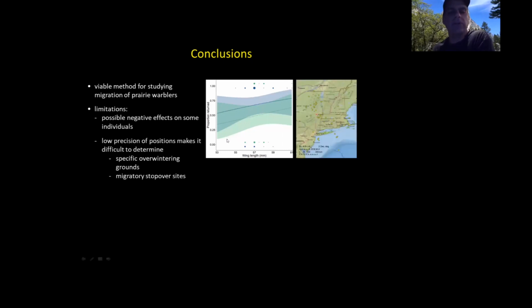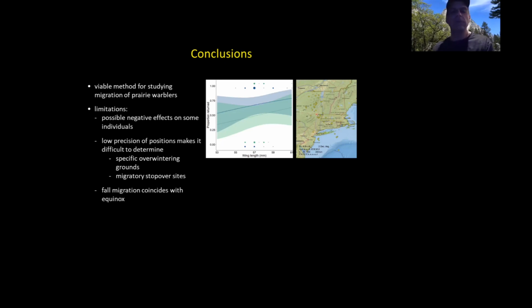The low precision in the locations does make it hard to determine specific overwintering grounds and migratory stopover sites. This is especially true for the fall migration because it happens during the fall equinox. This isn't great, but let's not lose sight of what we're doing here. We're strapping a 0.5 gram light sensor on a bird that weighs a little over 3 pennies. The thing's flying to the tropics and back. Any information that we're getting off of these birds is still pretty impressive.